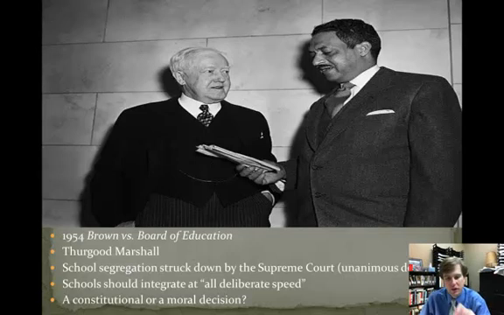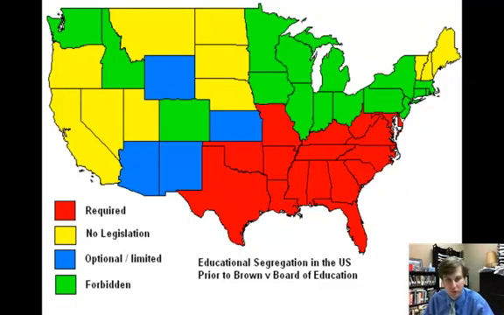But the question is, what is all deliberate speed? So this was interpreted differently across the United States. Some people said that was immediately. Some said, well, when we get around to it. So here's a map that shows where segregated schools, de jure segregation, was required.